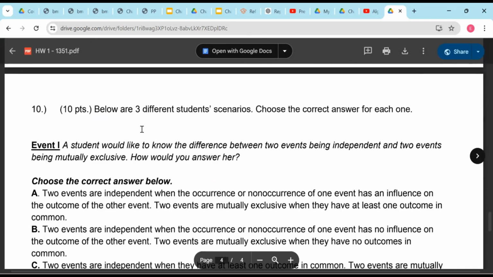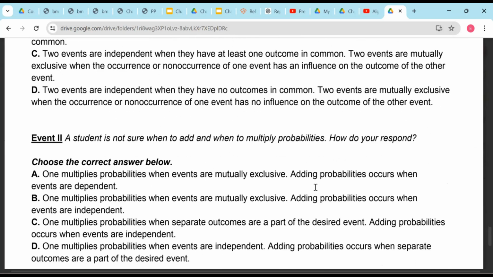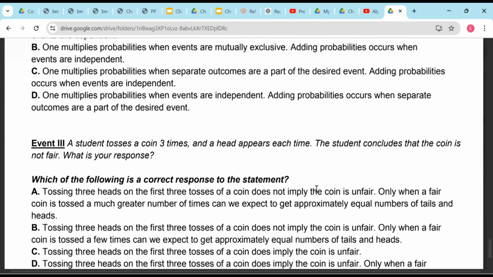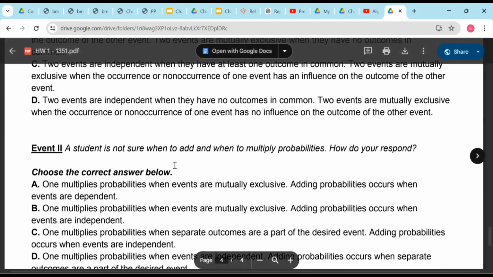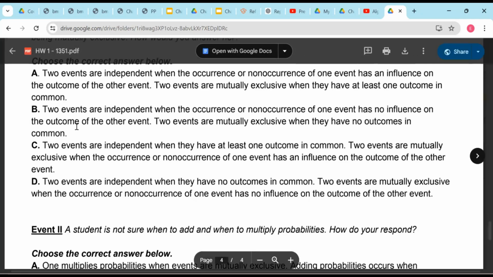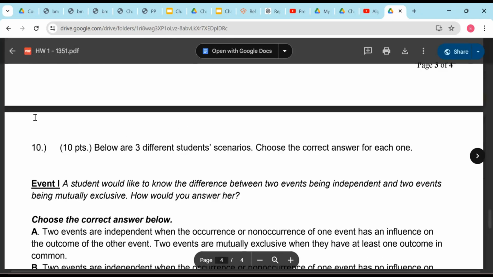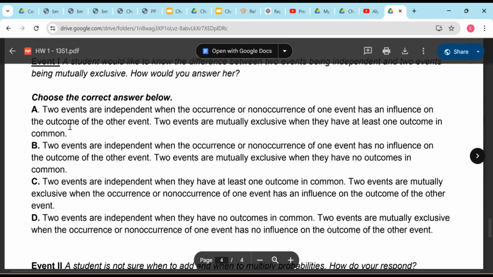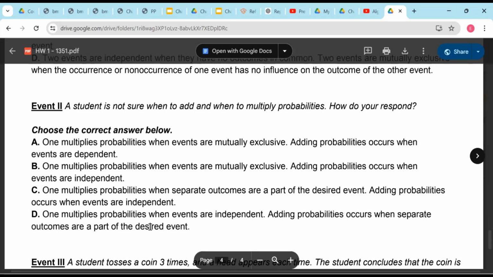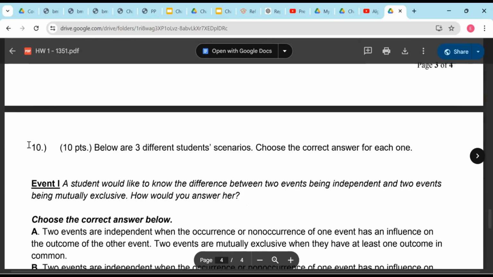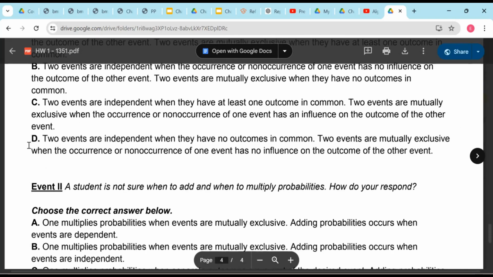And then in 10, again, there are 3 student scenarios that you may want to choose from according to the definitions that we talked about in the chapter, according to the multiple probabilities that they have in there. It's not selecting one, you have 3 different scenarios. So you have to have 3 different answers. You have to choose which one is the correct one for event 1, which is the correct one for event 2, and which is the correct one for event 3. So for number 10, there's 3 different scenarios.